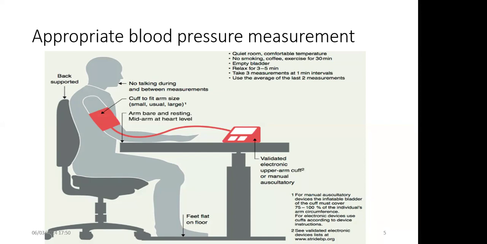Then we take 3 measurements at 1 minute intervals. Usually we will prefer to use different arms, so that we have an average of the last two measurements. The first measurement tends to find the patient a bit anxious, because they're seeing you and anticipating what the outcome will look like. So you want to take an average of the last two measurements. The process of taking the blood pressure of a patient is very important, so that we have an accurate reading and we don't misdiagnose a patient.